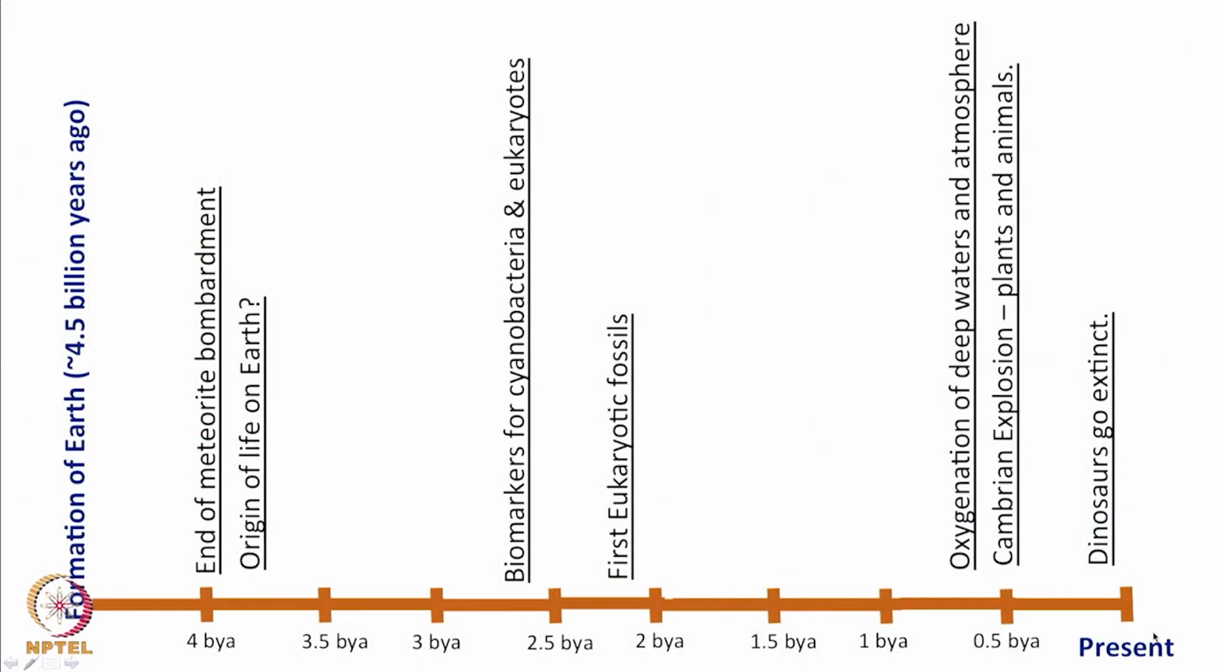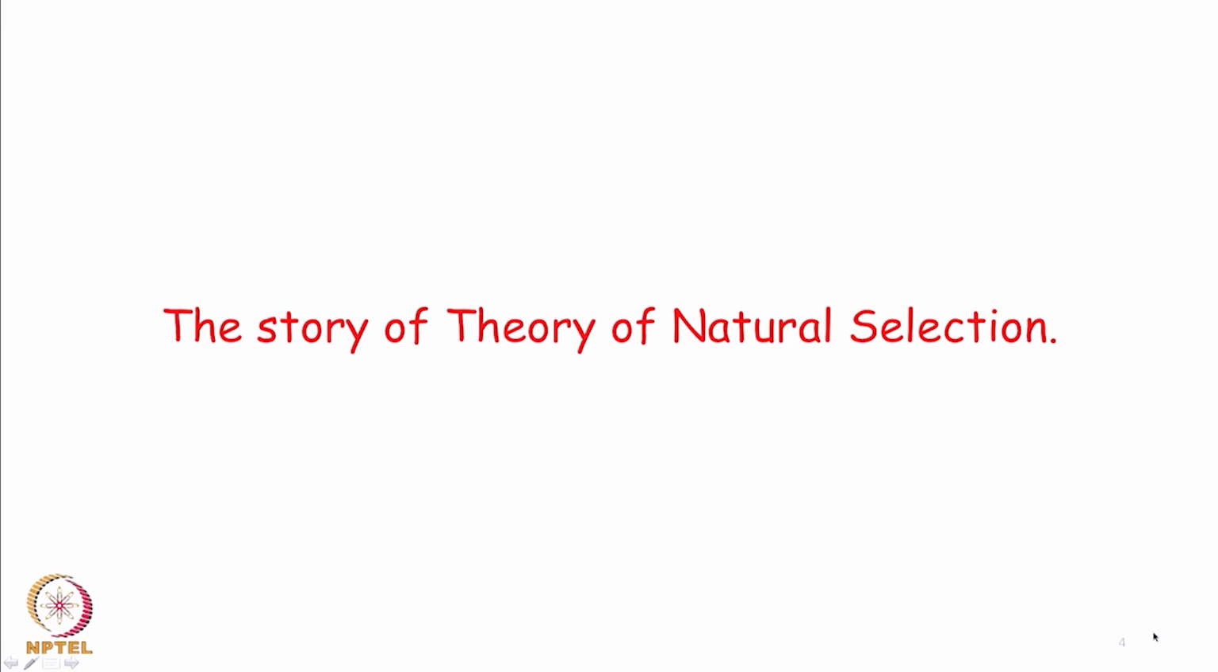What we want to do today is talk about the story associated with the theory of natural selection. So if we go back to the beginning of the 19th century, and if we go to Western Europe, where the industrial revolution has taken place, and if we ask somebody the following question: where did species come from?